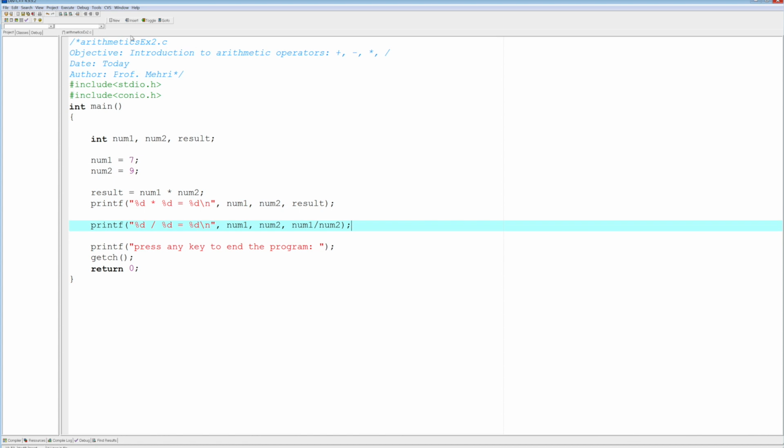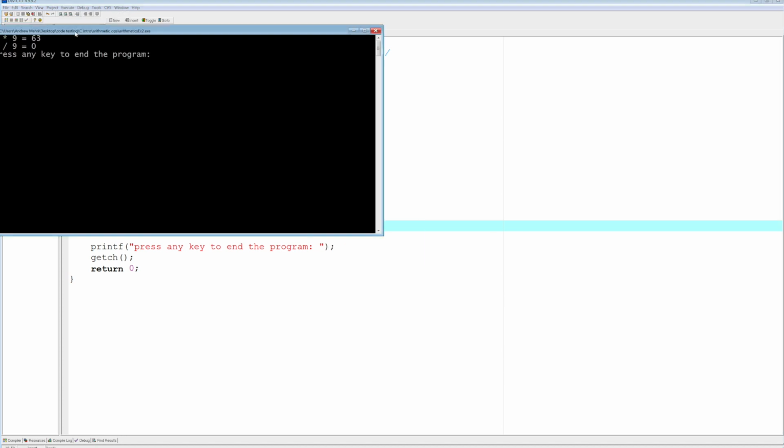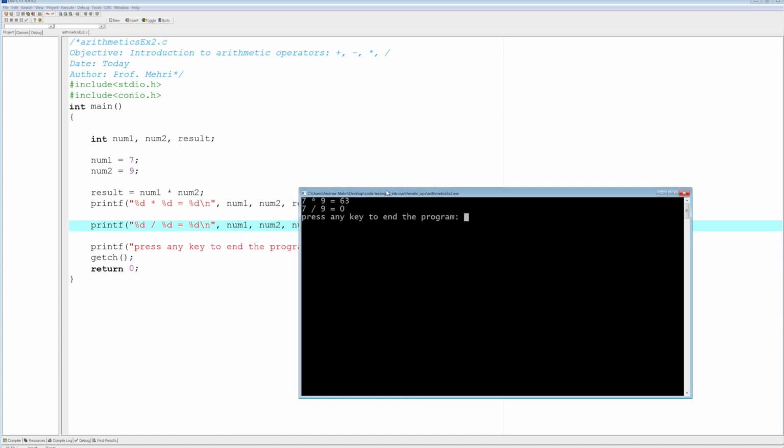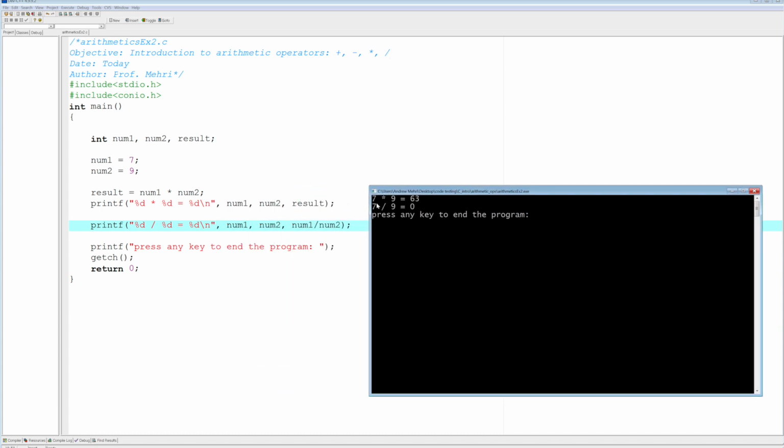So let's see how this works for us. So we're dividing num1 by num2. So compile and run. And sure enough, you're going to get 0. Now, you would say, well, wait a minute. 7 divided by 9 should give us a 0 point something. Well, this is an integer division. So it's not going to yield a float value. Okay? Is there a workaround to this where we can divide two integers and get a float? Yes.